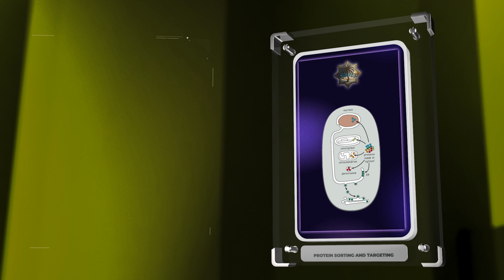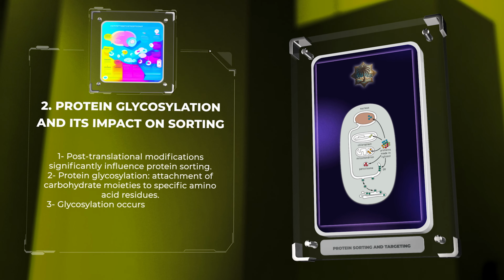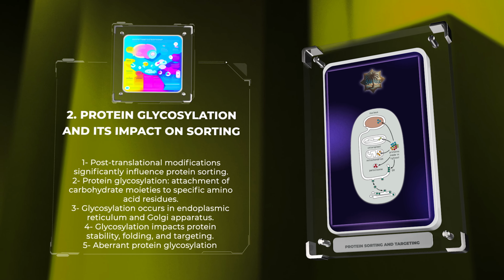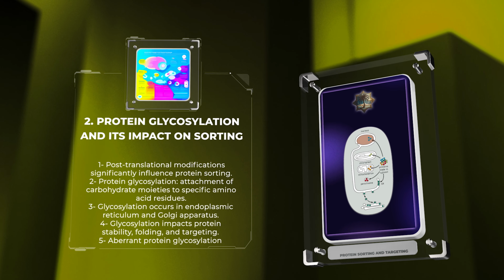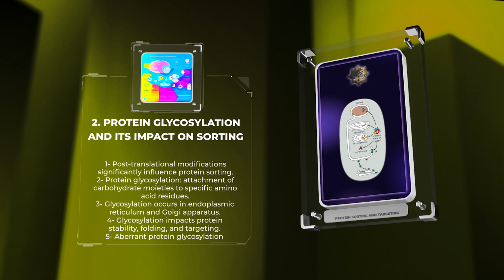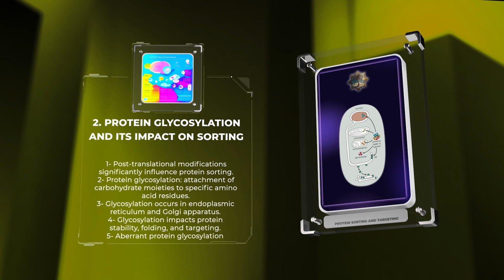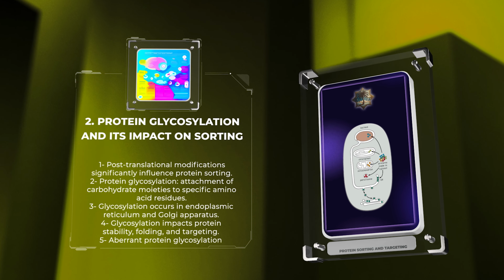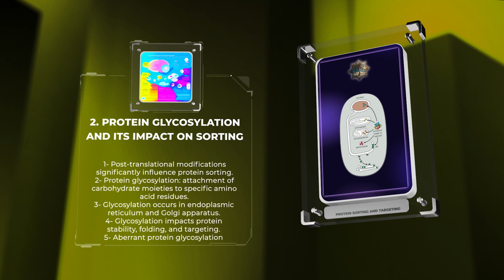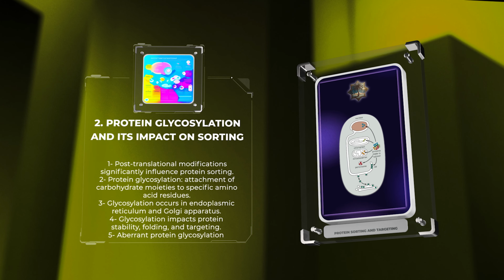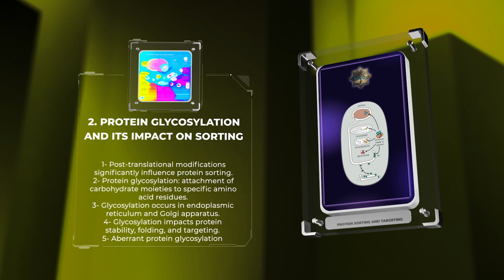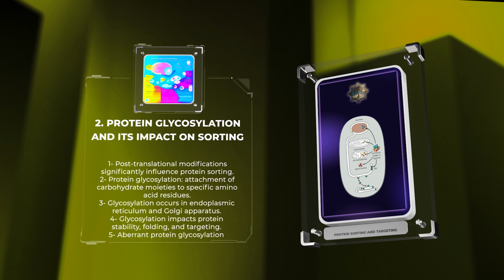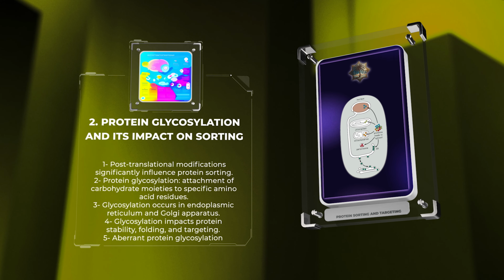Post-translational modifications significantly influence protein sorting within cells. One such modification is protein glycosylation, which involves the attachment of carbohydrate moieties to specific amino acid residues. Glycosylation can occur in the endoplasmic reticulum and Golgi apparatus and has a profound impact on protein stability, folding, and targeting. Owing to the diverse array of sugar moieties and glycosylation patterns, this modification serves as a code that directs proteins to their appropriate subcellular locations.